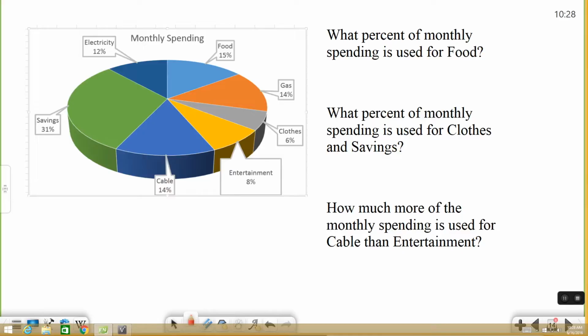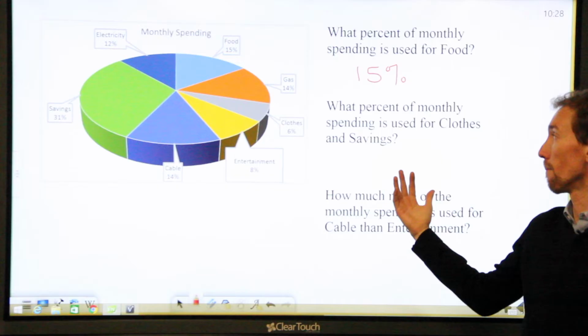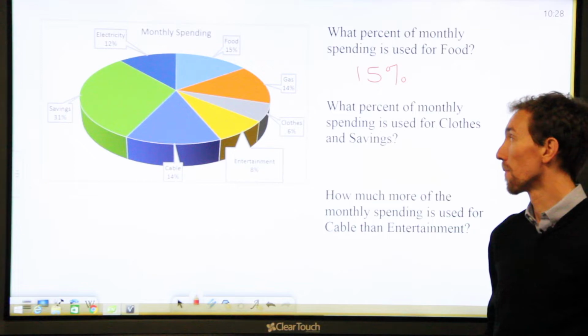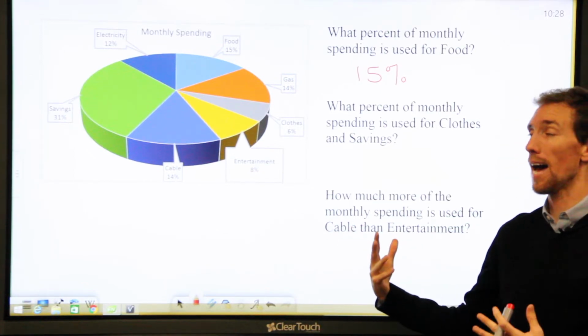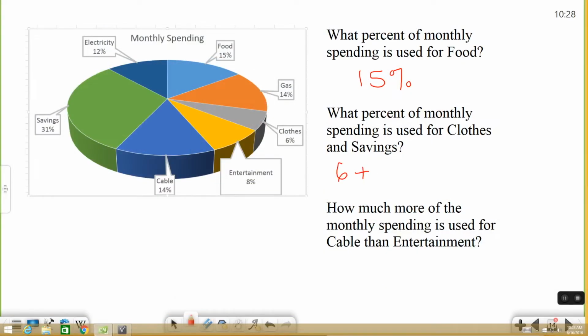One of the questions they may ask you is something simple like, what percentage of monthly spending is used for food? So you can go to your graph, find food, which is up top here, and it's 15%. So your answer would be 15%. Pretty standard, straightforward. One of the other questions they may ask you is, what percent of monthly spending is used for clothes and savings? Well, in this case, you got to find two different values and add them up. So clothes is 6%, and savings is, on the left here, 31%. Add them up, you get 37%.